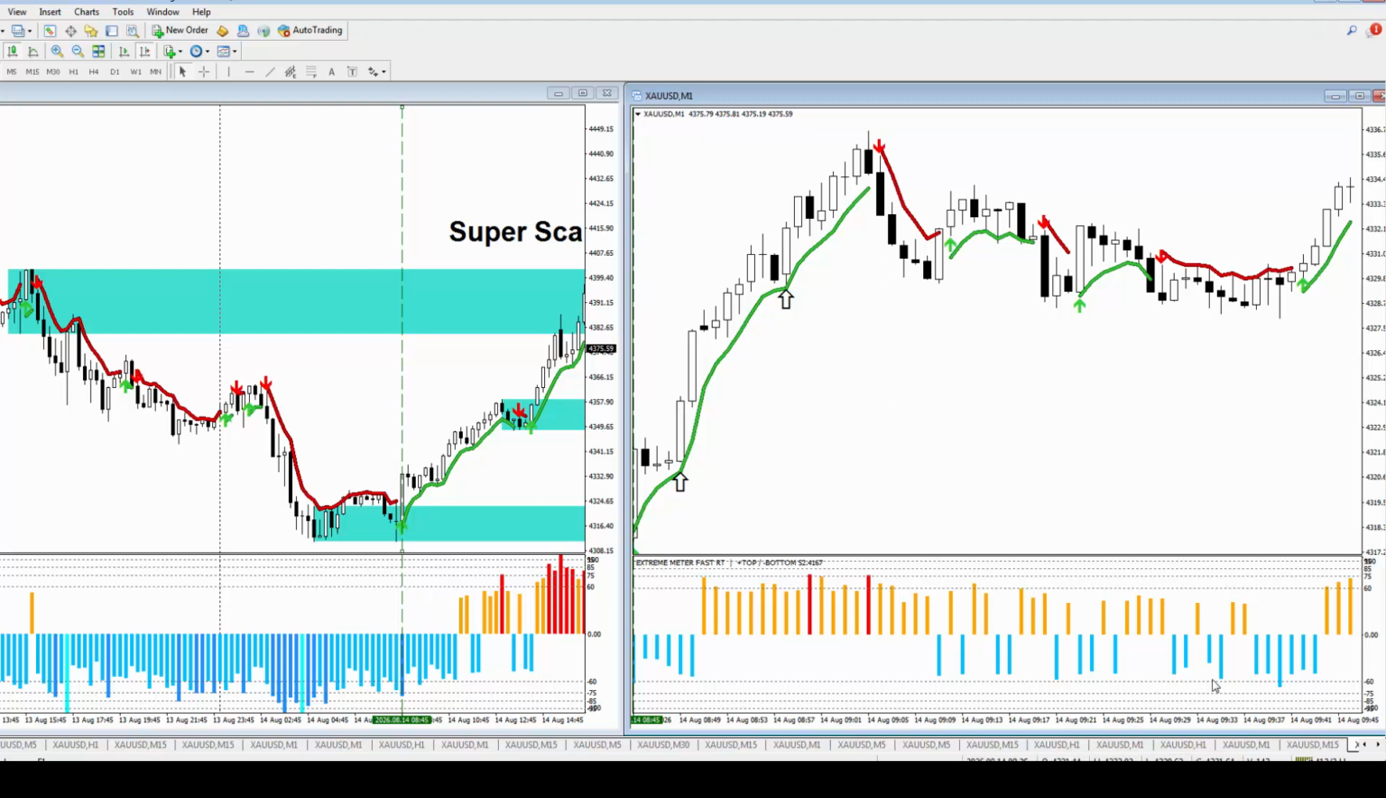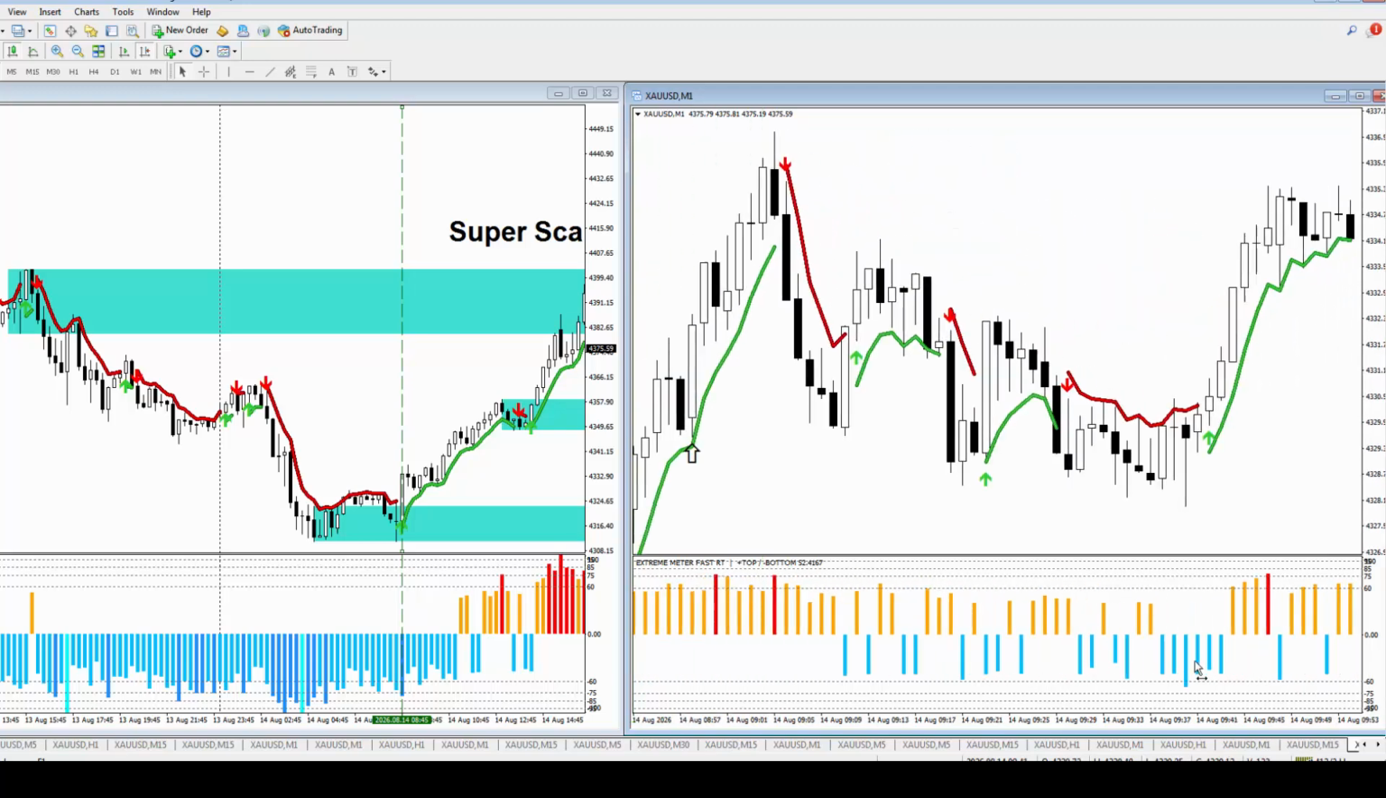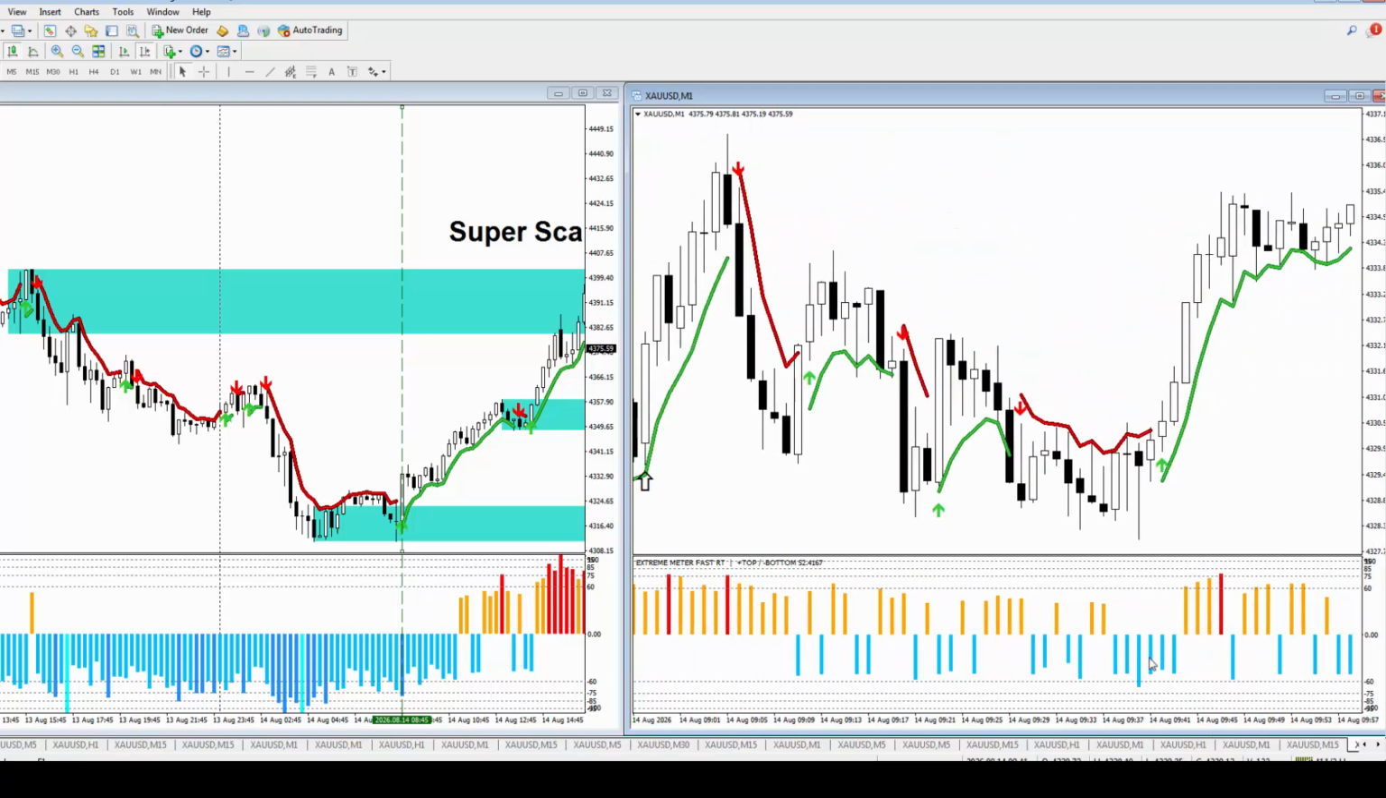So I might have just sat out there and just waited, because the red histograms say an extreme is reached. So what I would look for is the lower histogram to go down into the extreme level. You can see this one here just at the dotted line, that this was saying this is an extreme. So once you've got an extreme, then we can start trading again.